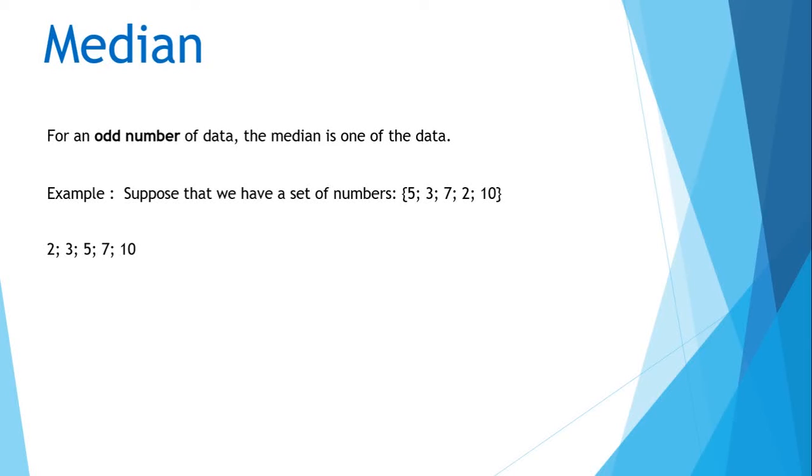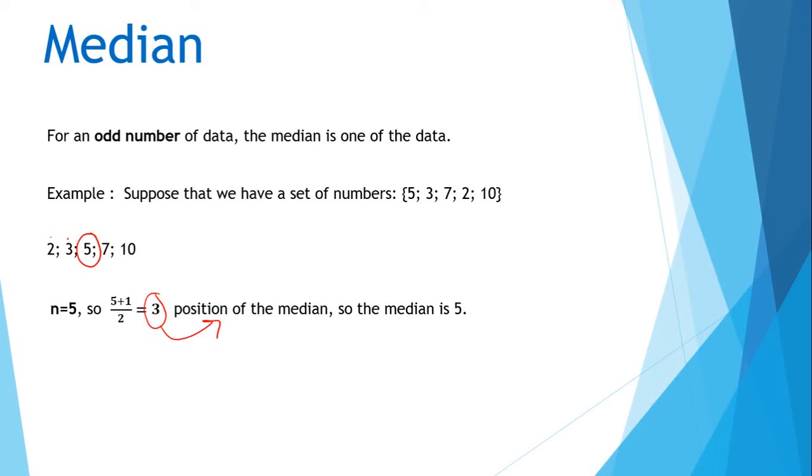As we see, here we have 5 numbers, so by the rule, (5 plus 1) divided by 2 equals 3. 3 is exactly the position of the median. It means that the median is the third value. 1, 2, 3. So the median is 5.